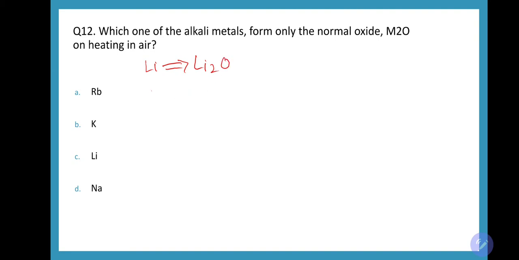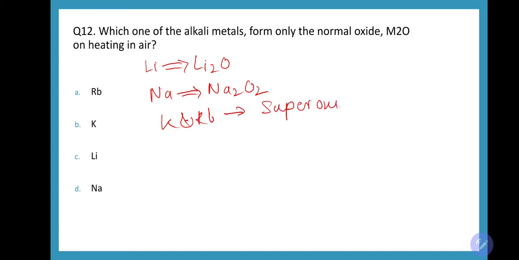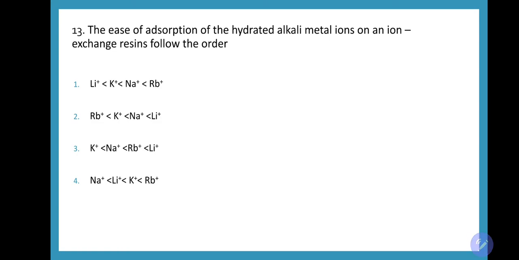On combustion, sodium is going to give you peroxide, that is Na2O2. Potassium and rubidium are both such elements which are going to give you superoxide, as we have already learned. So the correct answer is lithium oxide. Lithium is that alkali metal which will only form the normal oxide on heating with air. Clear?